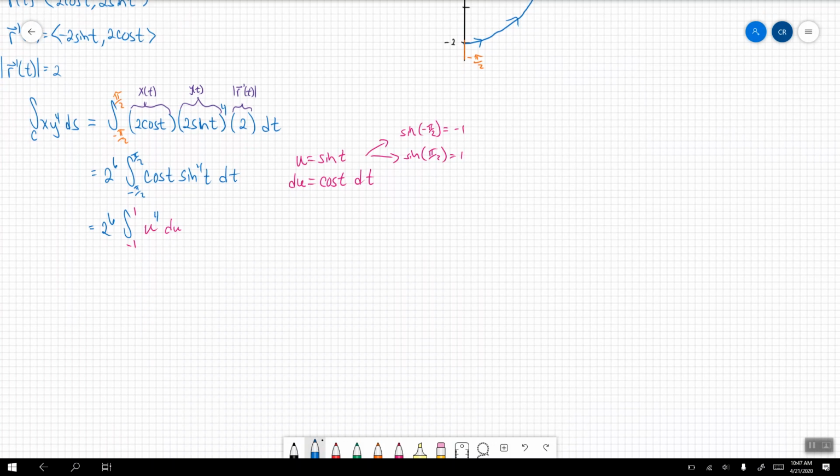Perfect. All right, we could just go with that integral. That's going to be 2 to the 6 multiplied by u to the power of 5 divided by 5, evaluated from negative 1 to 1. So that's 2 to the 6 multiplied by 1/5 minus another minus, so plus 1/5. That's going to give us another 2, so it's 2 to the power of 7 divided by 5. Now 2 to the power of 7 divided by 5 is 128 over 5 as our final answer. Nice. And that's the line integral that we want to look at.